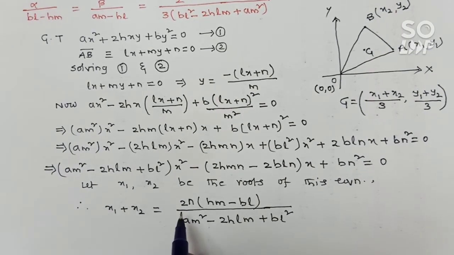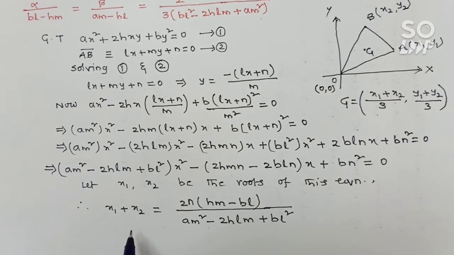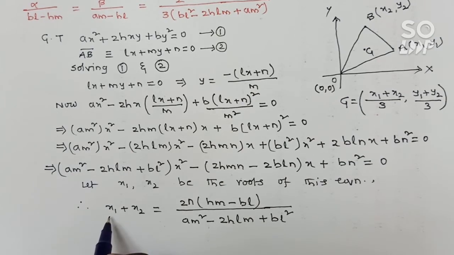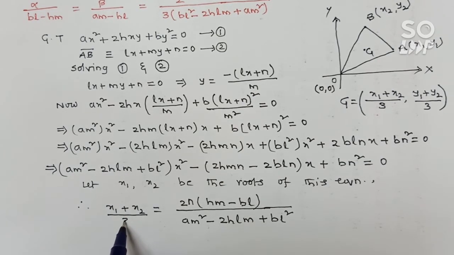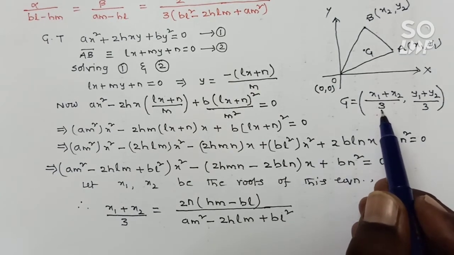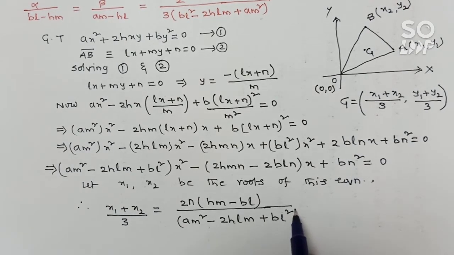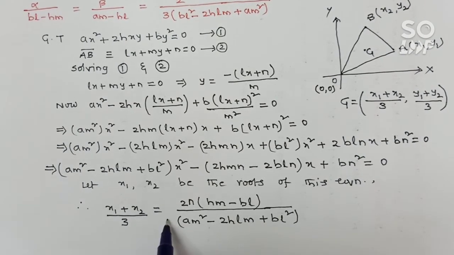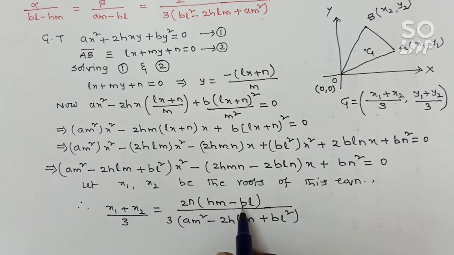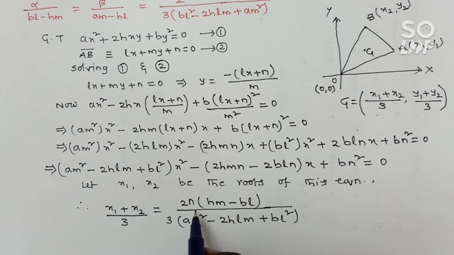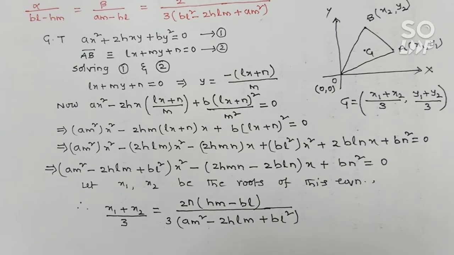Now in this one, here you write that you divided this one with 3. That implies therefore this one is divided with 3, because what is the x coordinate of the centroid of a triangle? x1 plus x2 by 3. So this one becomes that. Now here you can write that 2n into (hm minus bl) whole divided by 3 into this value.